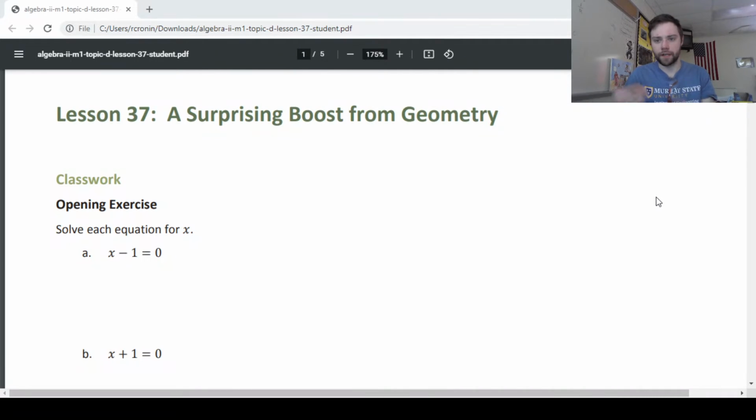Okay, so we're going to do some review, and then we're going to go into some different types of problems that you might encounter that deal with imaginary numbers. I'm going to show you how to work some of these out. So the first thing we've got here is x minus 1 equals 0.